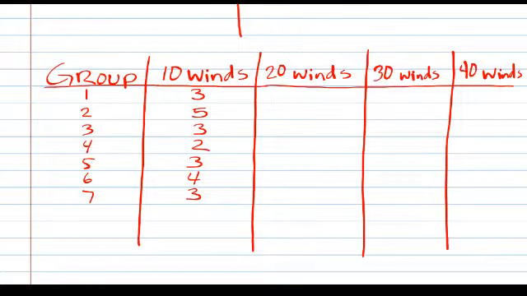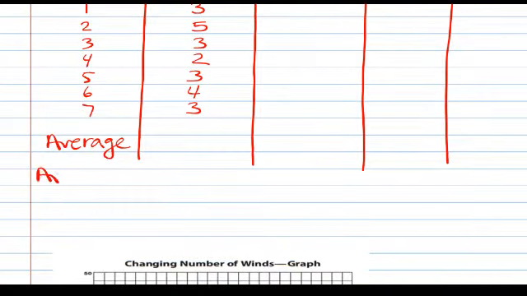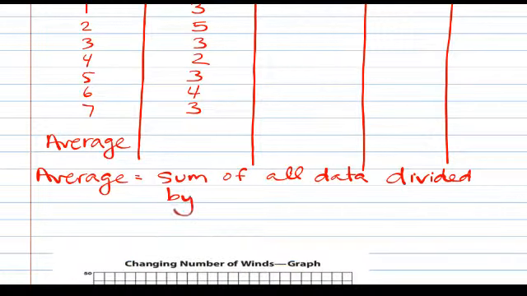So now what I'm going to do, after I've done all this, is take the average of all that data. And if you remember, the average equals the sum of all data divided by the total pieces of data.